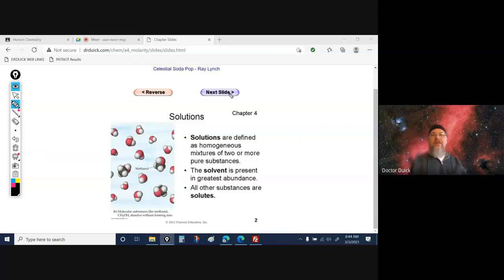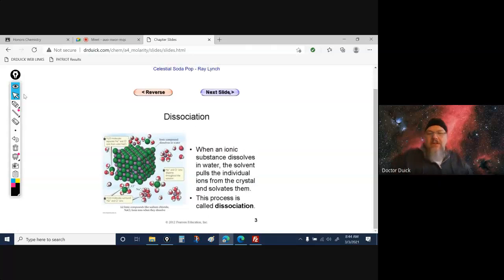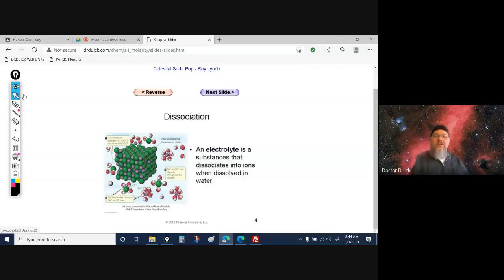So let's move on. This dissociation, I already gave you a soundbite on that. Something dissolves in water, right? The solvent pulls the individual ions from the crystal and solvates them. It's like solvation, right? It's called dissociation. And I've already kind of explained this. You can see what's going on in that picture.